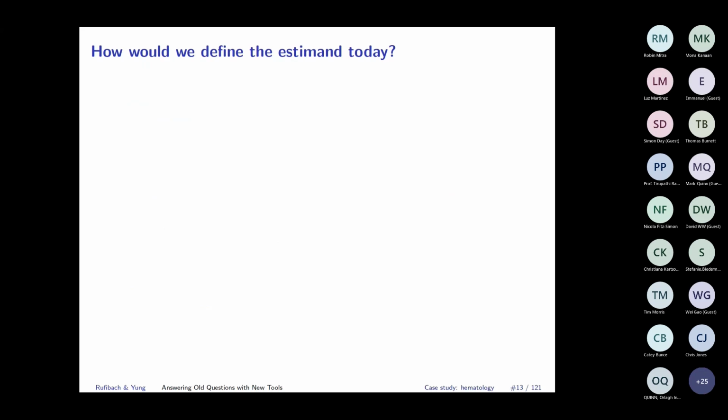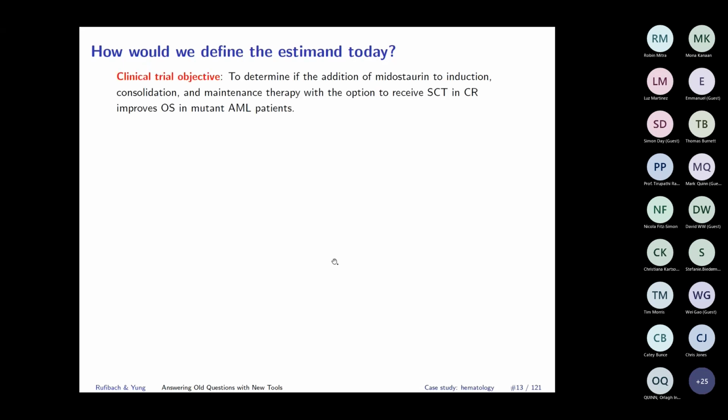Now, of course, it's easy. Now we have the estimand addendum. It gives us a tool how to design trials in a better way. So we can go and say, okay, if we designed RATIFY today, how would we do it? Well, we would first say the clinical trial objective is the addition of midostaurin to induction, consolidation, and maintenance with the option to receive stem cell transplant in CR, whether that improves OS in AML patients. So this is not so different from before, but now the estimand addendum will make this clinical trial objective more specific by defining 5 attributes.